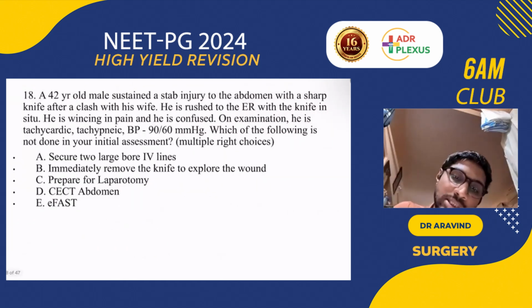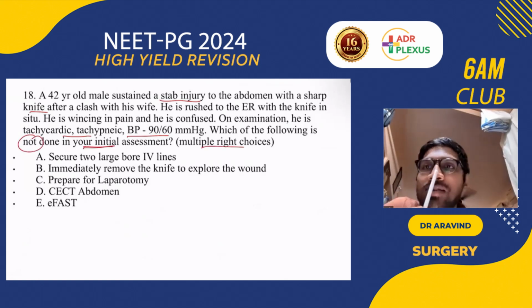Next, a patient sustains a stab injury to the abdomen from a sharp knife after a clash with his wife. He is rushed to the ER with the knife in situ. He is wincing in pain and he is confused. On examination, he is tachycardic, tachypneic, and BP is low. Which of the following is not done in your initial assessment?